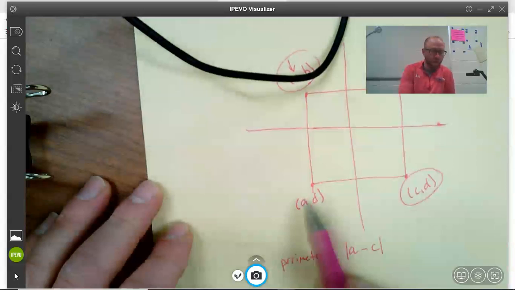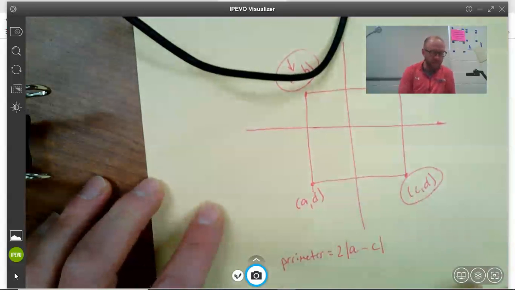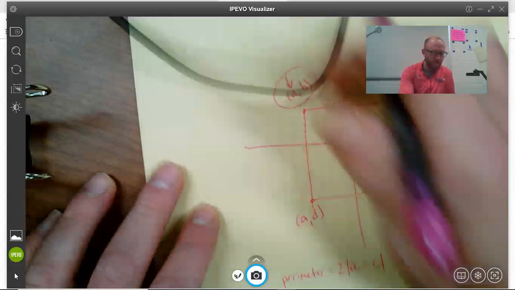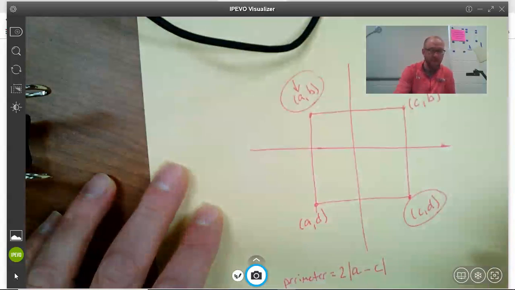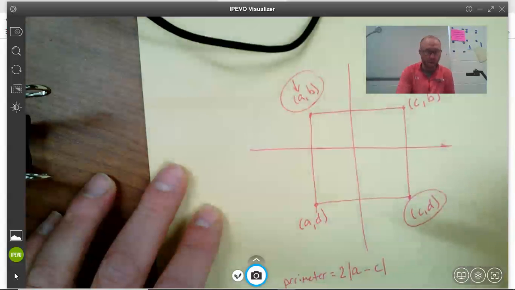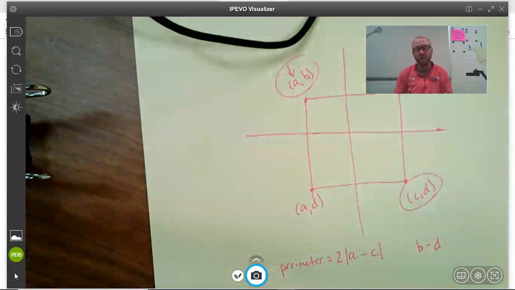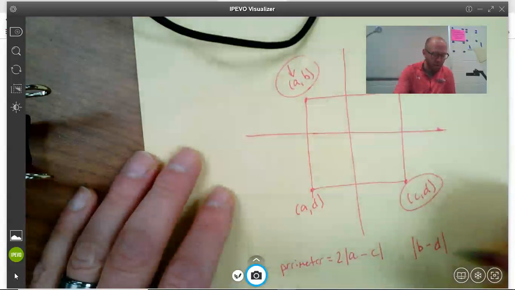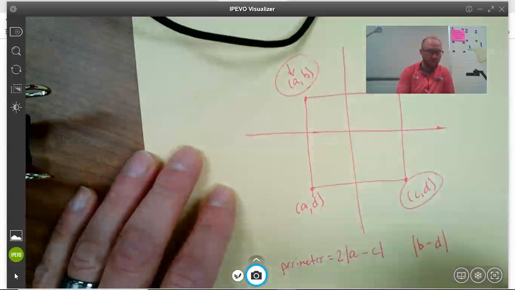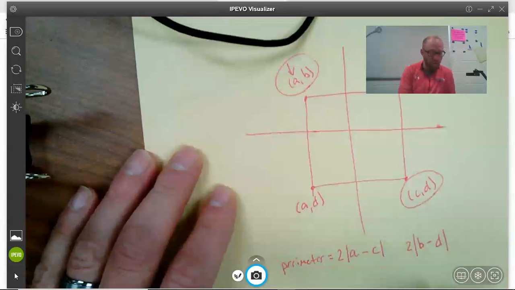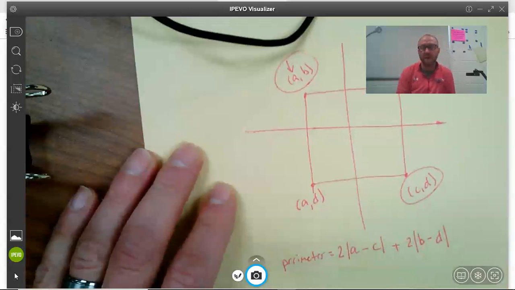So there's one up here, and there's another one down here, so we're just going to subtract. And then, notice over here, from B to D, same thing. Again, we're just going to take B minus D, subtract one from the other. We don't know which order to subtract them in to get the positive answer, but we don't have to worry about which one's which if we take the absolute value. And then we've got two of those. And then we'll just add them together to get our perimeter.